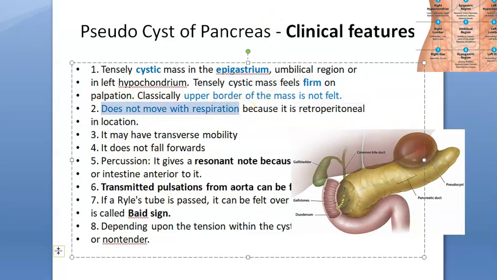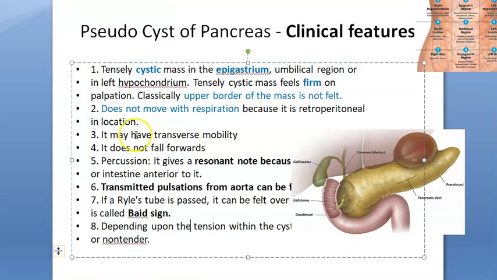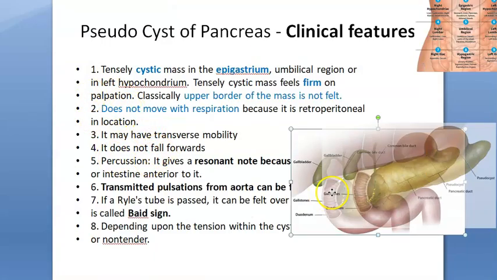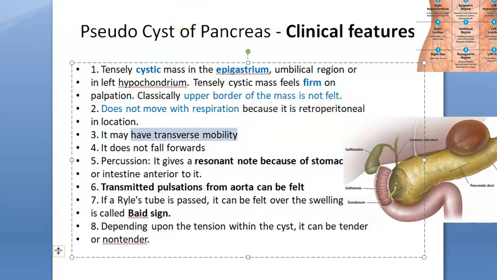All this you have to write, very important points, because you don't always have to go and get an ultrasound or some x-ray or some radiology. You should be able to tell, it is not moving with respiration, it's retroperitoneal. It has transverse mobility. Transverse means horizontally it is moving. It does not fall forward because it is retroperitoneal.